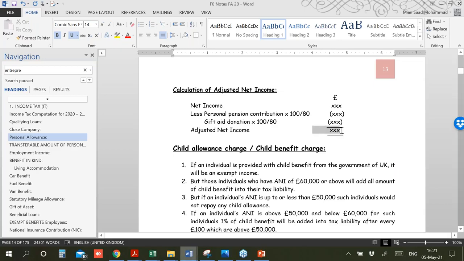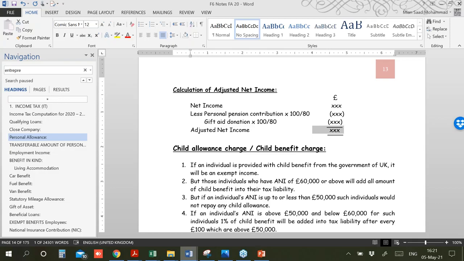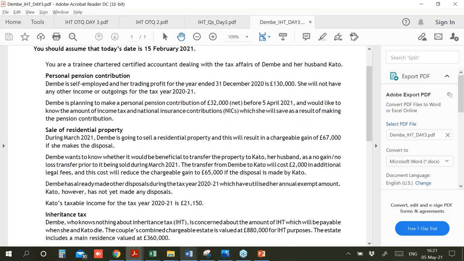Whatever your amount is, that is your benchmark. If that amount is still above 125, you will not be able to get any personal allowance even after making contributions. But if after making the contribution this amount falls below 125,000, you may be able to get some personal allowance. In Dembe's case, you tell me how much personal allowance Dembe will be able to claim after making the contributions. Thank you, Shazad and Azan. You're right. Complete 12,500, because her adjusted net income will fall below the lowest threshold, that is 100,000.